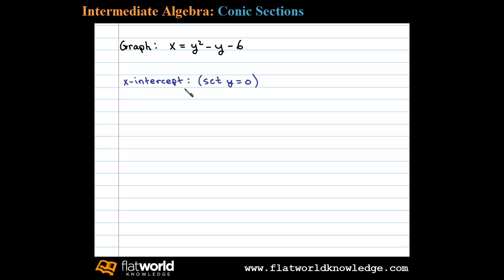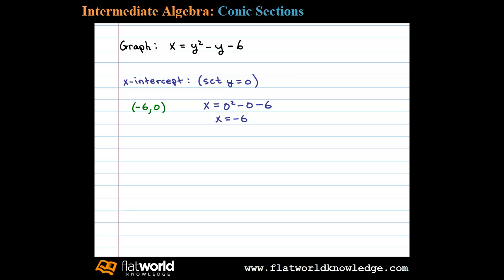Now to find the x-intercept, we set y equal to 0. So in this case we have x equals 0 squared minus 0 minus 6. In other words, x equals negative 6. And so that tells me the x-intercept will be negative 6, comma 0.